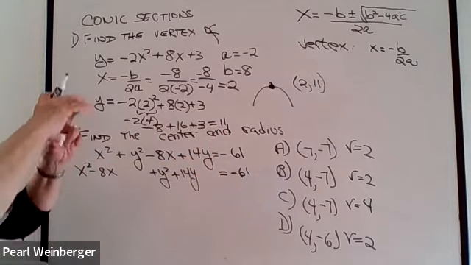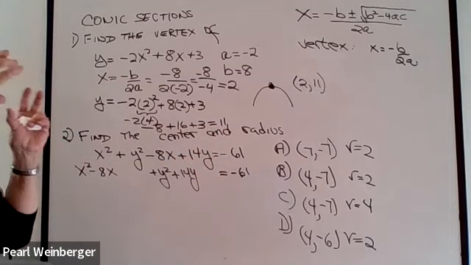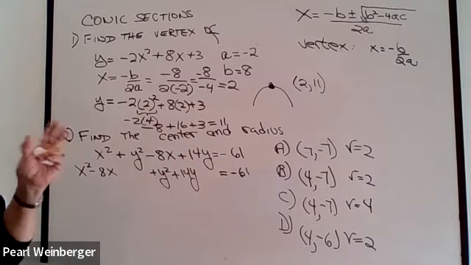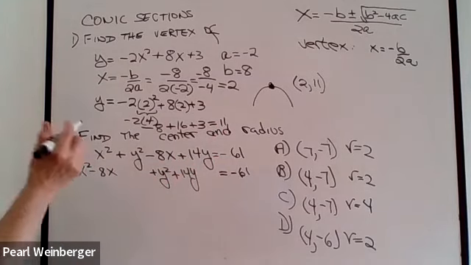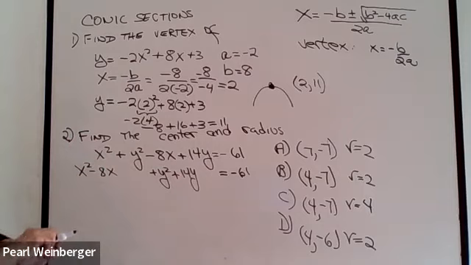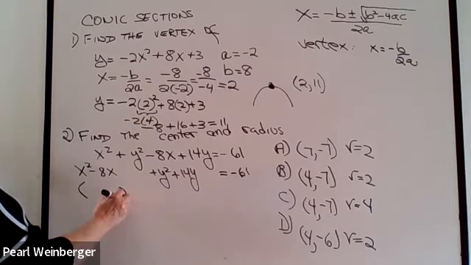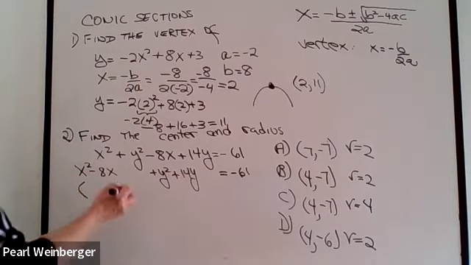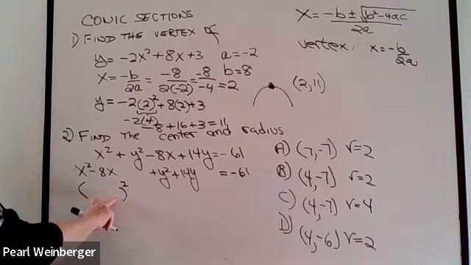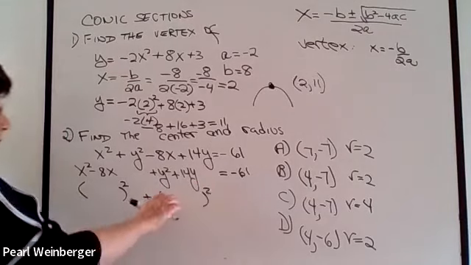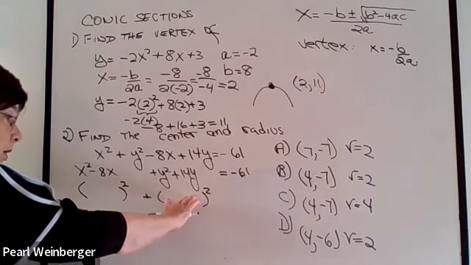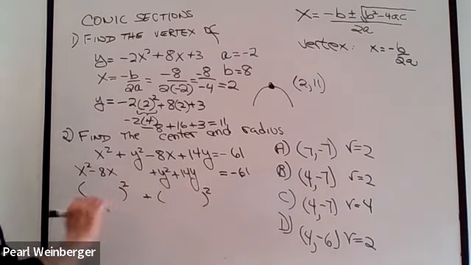And what we want to end up doing is getting x plus something squared plus y plus something squared equaling a number. And in order to do that, we have to do what's called completing the square. Remember how we complete the square? We did that as a method of solving quadratic equations. We're going to end up with a binomial squared for the x, and we're also going to end up with a binomial plus something for the y.